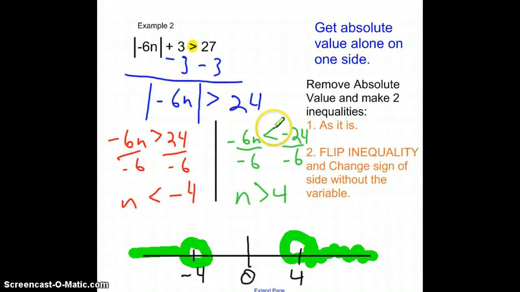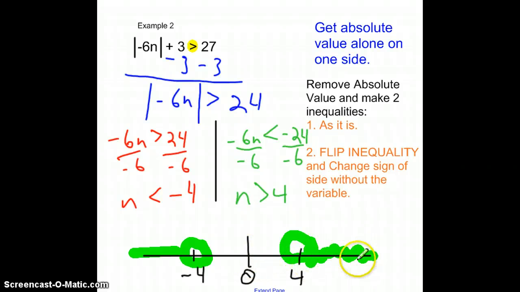And it fits. If you think about plugging in a number, 0, according to this, would not be a solution. And we know 0 is always easy to plug in. So let's do a test plugging in 0. 6 times 0 would be 0. 0 plus 3 is 3. Is 3 bigger than 27? No. So 0 would not make a solution, and if you look down our graph, we see that here. 0 is not colored in.